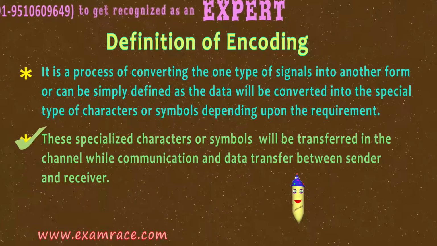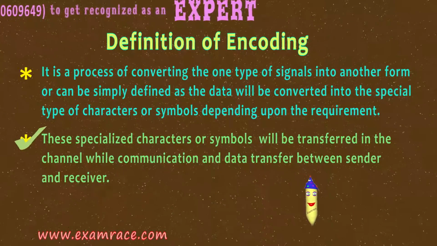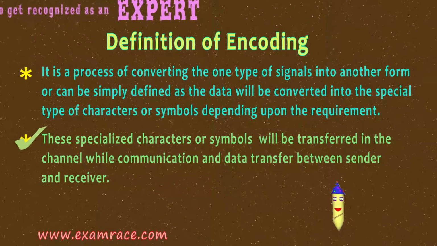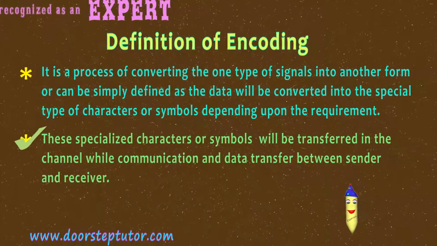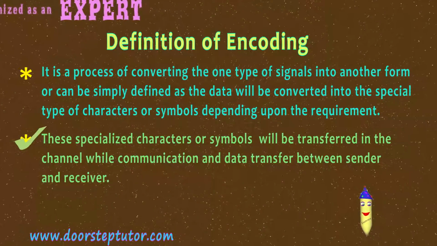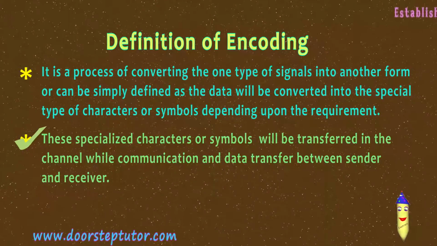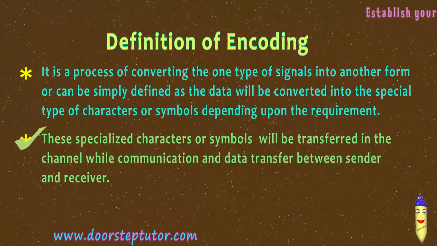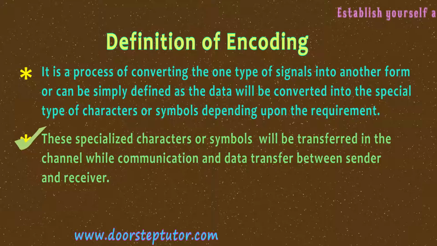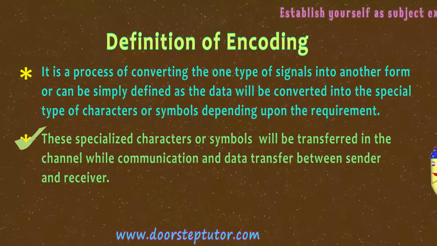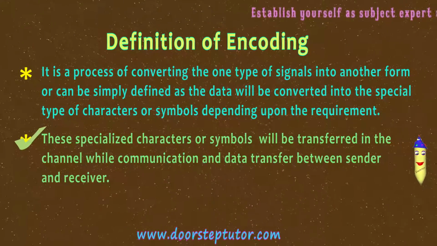so that the intruder who is present in the channel or path can't corrupt our data and destroy it. So it will be transferred to the receiver side. Further, what will happen? Receiver will again decode the data. It means that he will convert the data from decoded format to the original text according to the requirement.